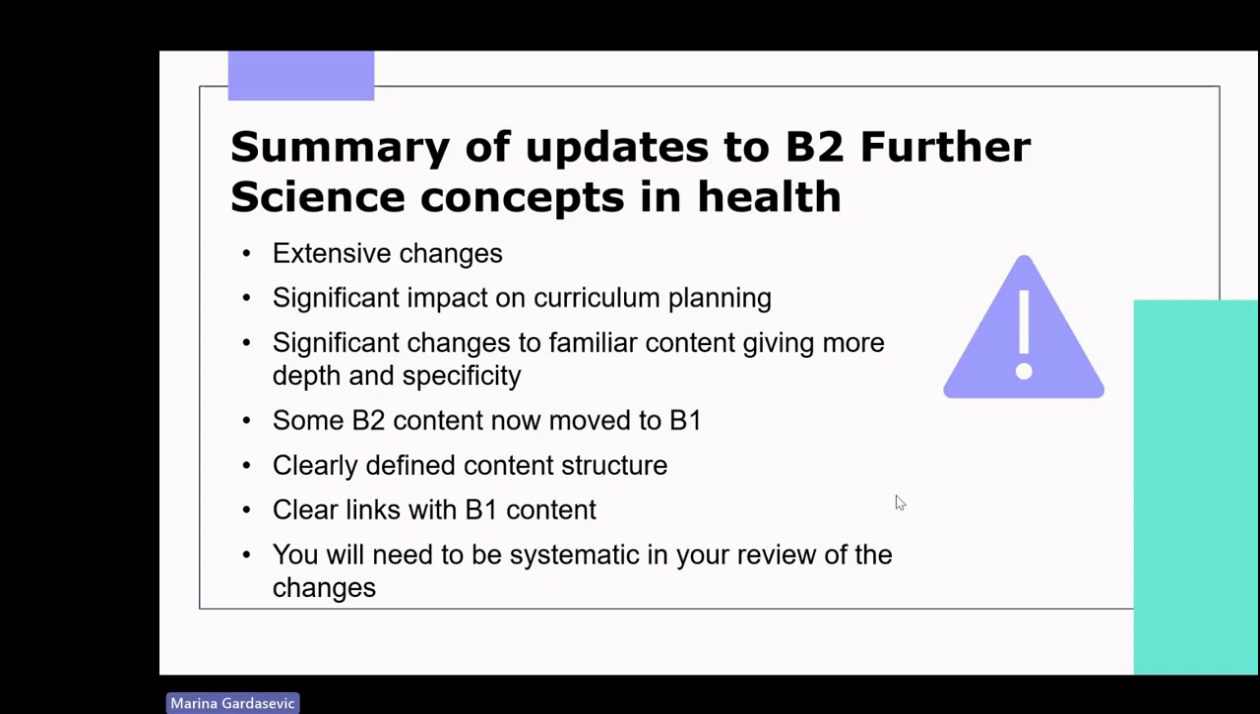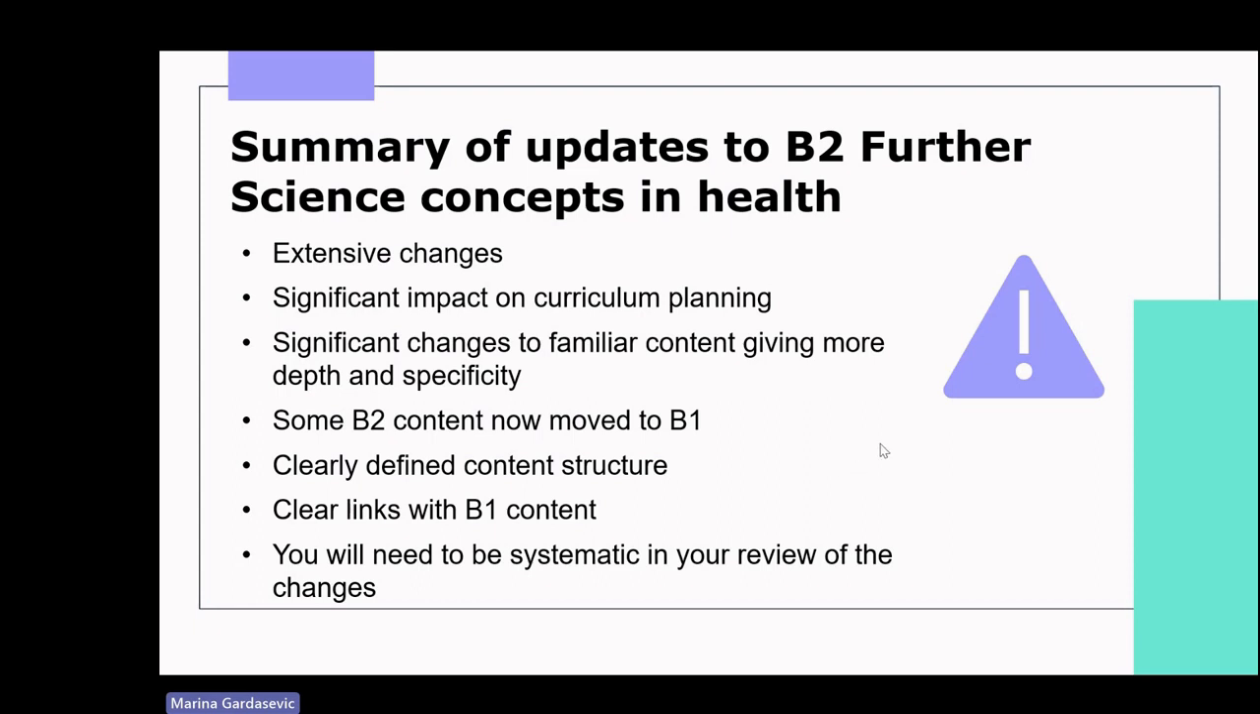So where the topic titles, which is that bold statement in the specification, is the same or similar to the previous version of the specification, there are still significant changes to provide more depth and specificity, as well as the removal of content that may be ambiguous. Some content that was previously in B2 has now moved to B1. Changes to the content areas were discussed earlier, but generally these sections were refined and clarity was given with the purpose of bringing underpinning scientific concepts to support the structure of the updated B2 content.